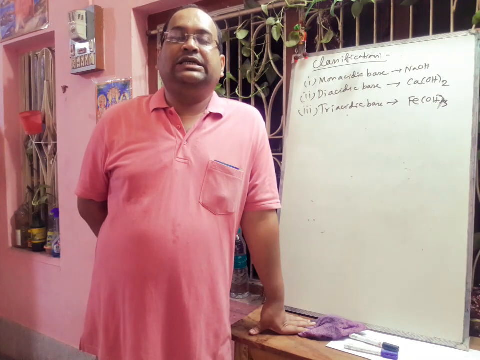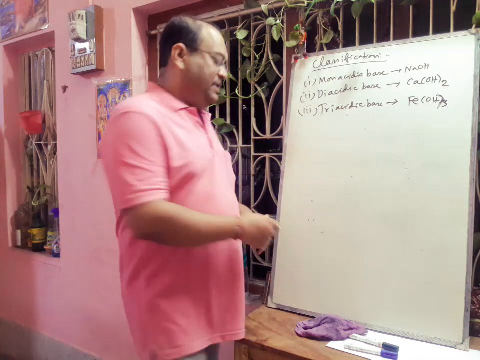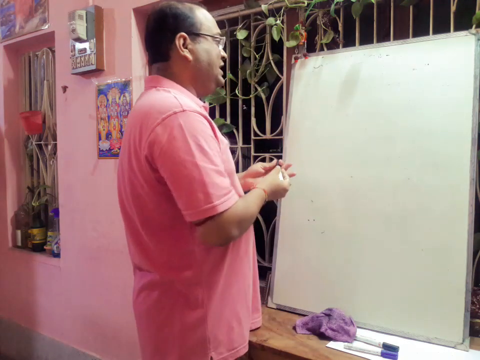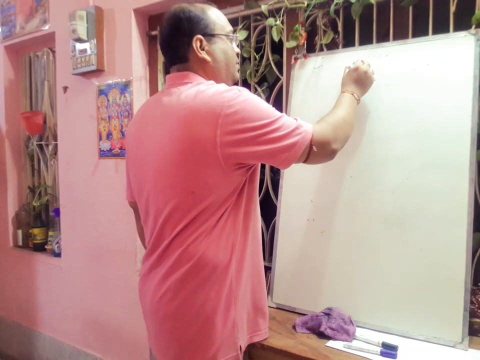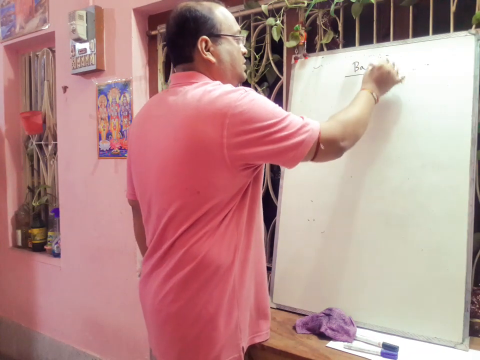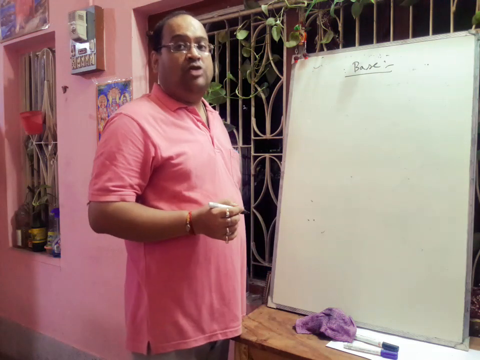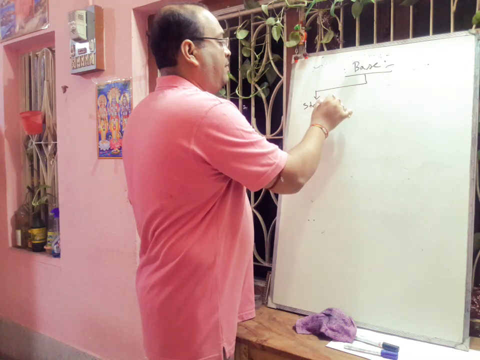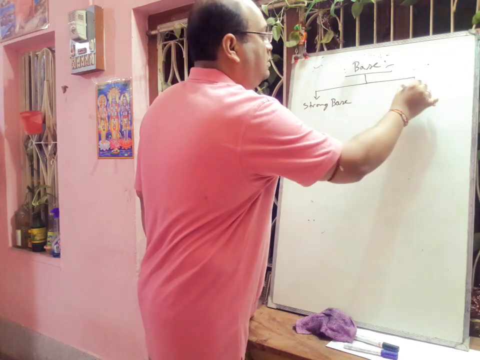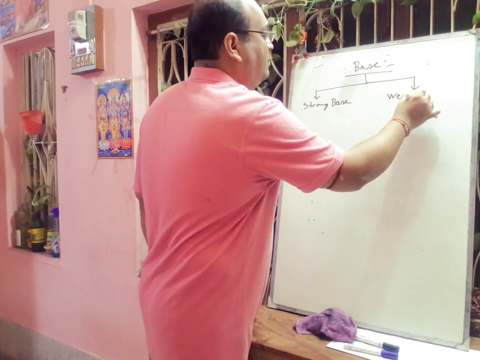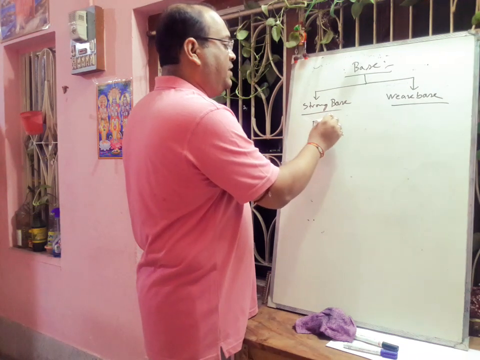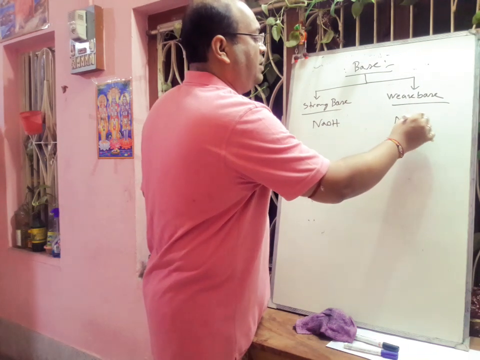Next we will discuss the classification on the basis of strength. On the basis of strength, we can classify base into 2 categories. One is called strong base, not concentrated. Another is called weak base. Strong base example will be sodium hydroxide, weak base is ammonium hydroxide.